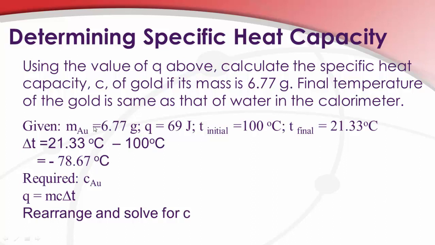So now we've got a mass of gold of 6.77 grams. We know the energy that the gold gave up was 69 joules. We know our initial temperature of the gold was 100 degrees when we put it into the calorimeter, and that its final temperature was 21.33 degrees Celsius. So our change in temperature is negative 78.67 degrees C. We have Q, 69 joules, and we have the mass. So we can just simply rearrange this and solve for C. And I'd invite you to do that yourself and check the answer against Google to be sure that you've got the right calculation.